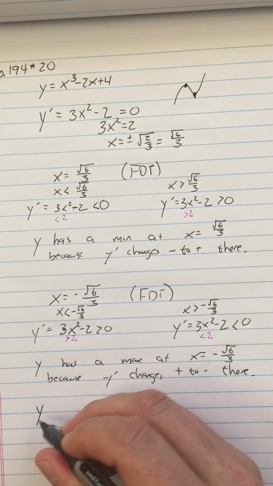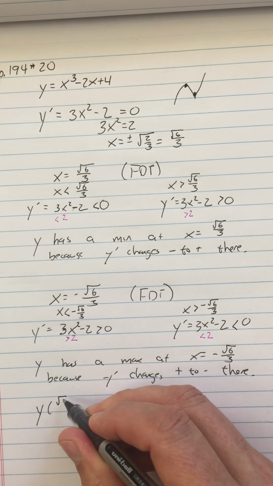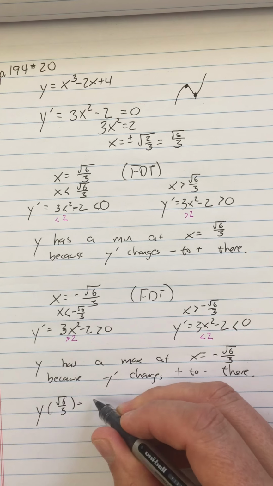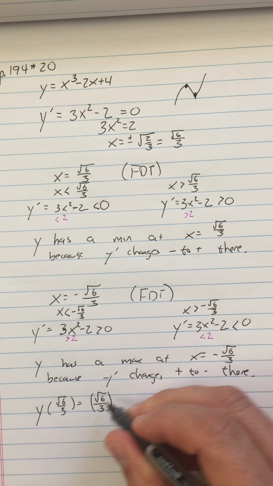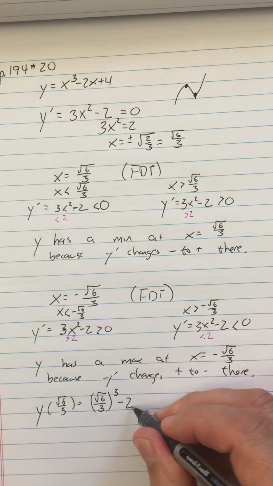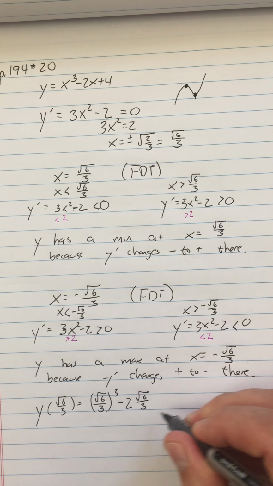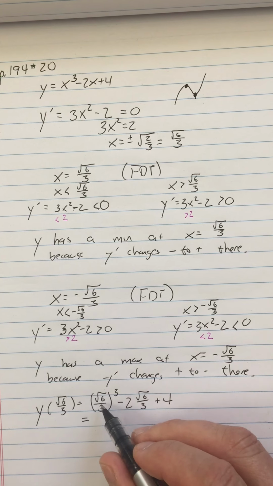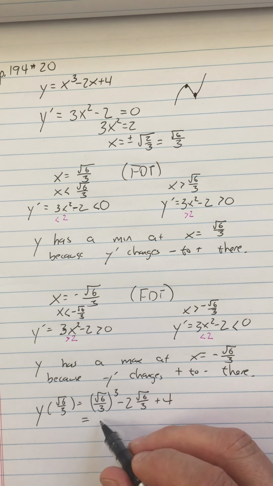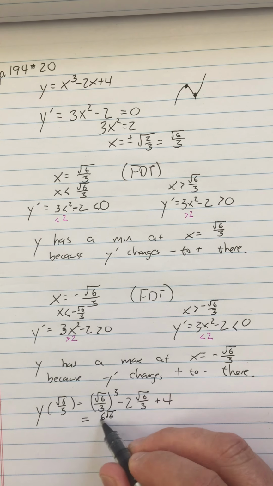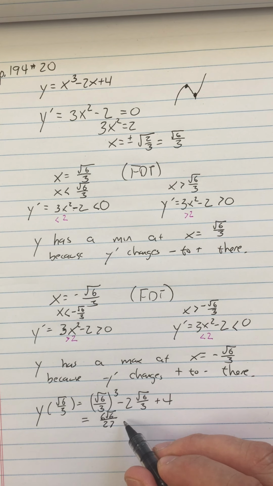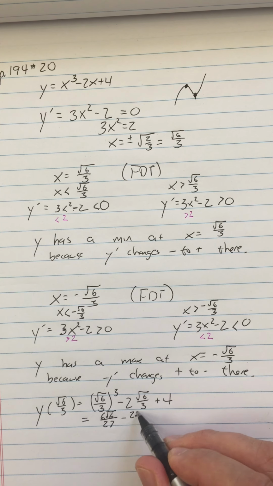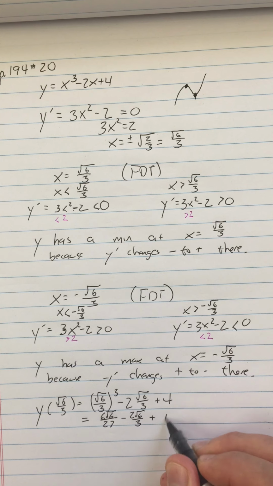Sure. What is y of square root 6 over 3? It is square root 6 over 3 cubed. You can just go to the calculator on this if you want, but I'm just crazy. All right, so what is this going to equal? So I'm going to have 6 square root 6 over 27, minus 2 square root 6 over 3 plus 4.